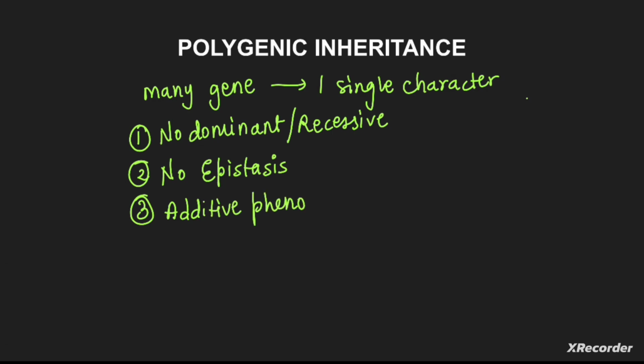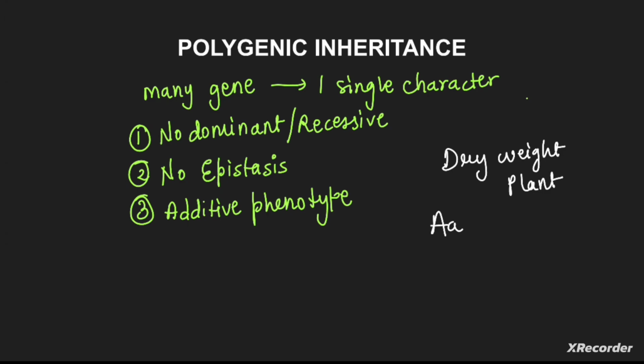So what do I mean by additive phenotype? Let's take the dry weight of a particular plant. Okay, I'm considering dry weight of a plant. And this plant has two alleles, capital A and small a. And these two are contributing to the dry weight of the plant. So capital A allele is responsible for adding 2 grams to the weight, and small a allele is responsible for adding 1 gram to the weight. Just a hypothetical example, okay, to understand your additive phenotype better.